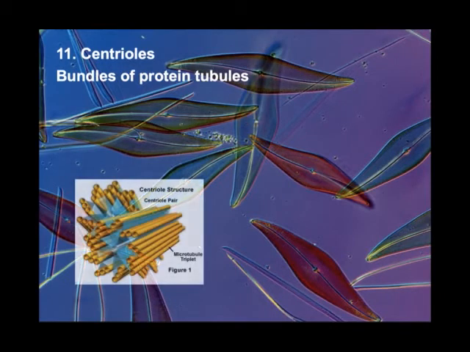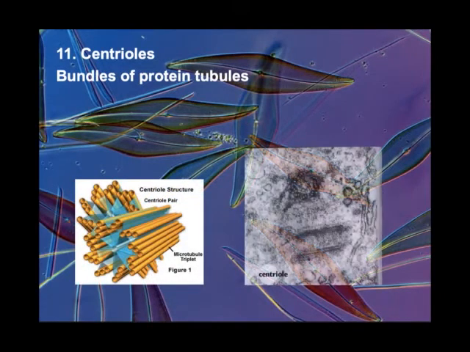Centrioles are a bundle of protein tubules that usually hang out next to the nucleus. When I was in high school many moons ago, they hadn't even discovered centrioles then. And as microscopes got better, not only did they figure out that centrioles were there, but what they did, in fact. So they're bundles of protein tubules.